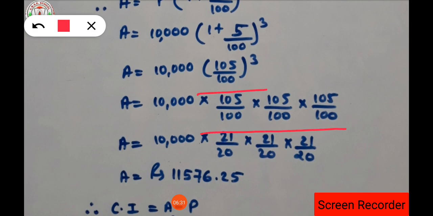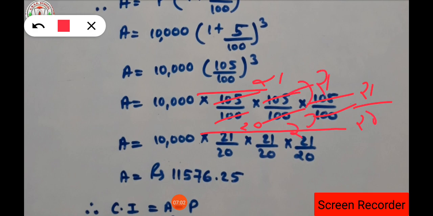That is written in the form of 3 times, that is 10,000 into 105 upon 100 into 105 upon 100 into 105 upon 100. Okay, now this 105 and 100 will get cancelled in the table of 5. So 100 will get cancelled in the table of 5 as 20, and 105 will get cancelled as 21. In the same way, this will also get cancelled as 21 upon 20, 21 upon 20.